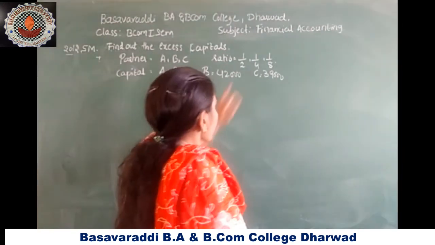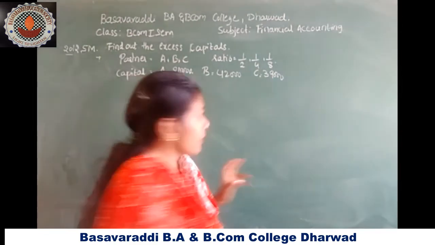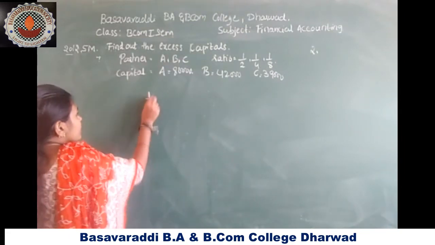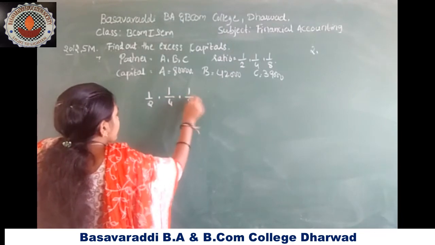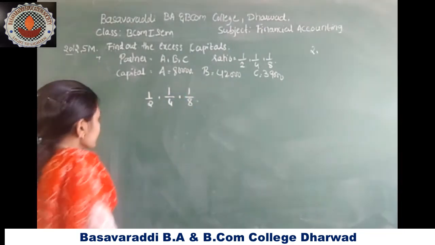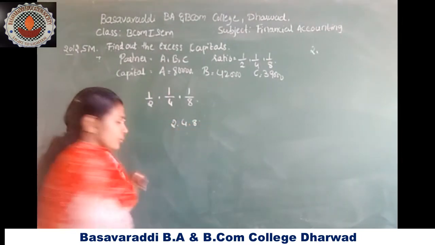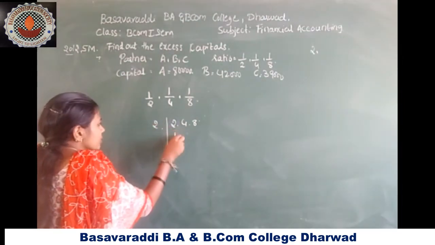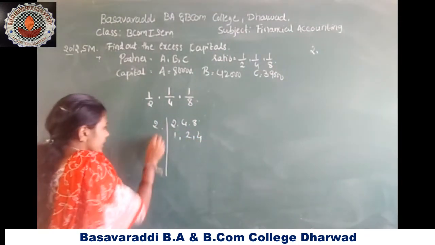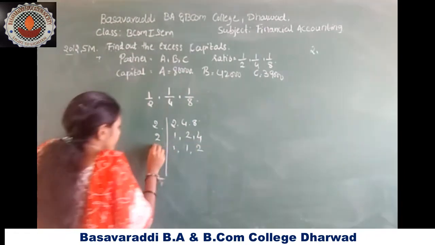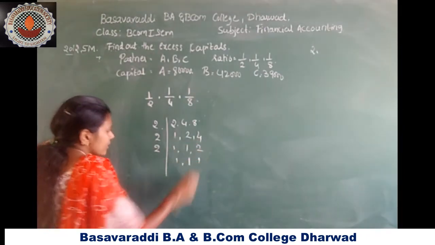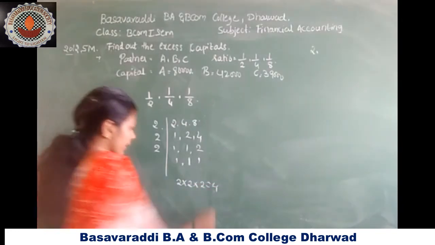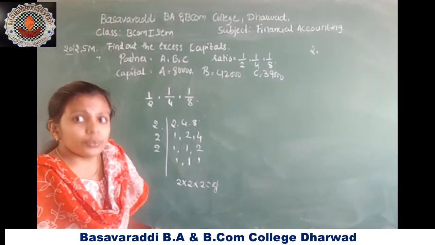1/2, 1/4 and 1/8. The denominators are 1, 2, 4, 8 and we have to calculate. 2 ones are 2, 2 twos are 4, 2 fours are 8. 2 into 2 into 2 is equal to 8.